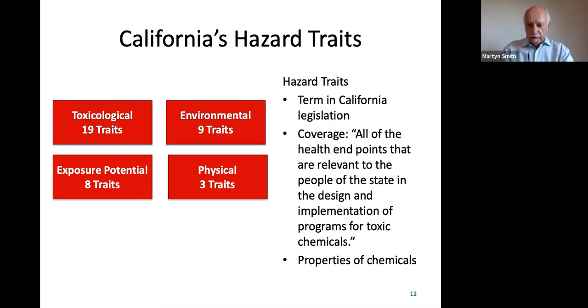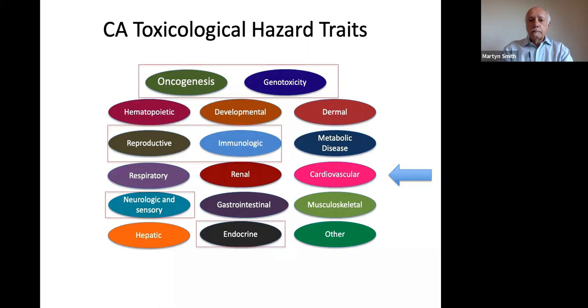And California is theoretically supposed to make decisions based on these hazard traits. So you need to gather information on all of these hazard traits in order to really regulate chemicals in California. So these are the toxicological hazard traits in California. And you can see that at the top is carcinogenesis and genotoxicity. This is what we focused on really.